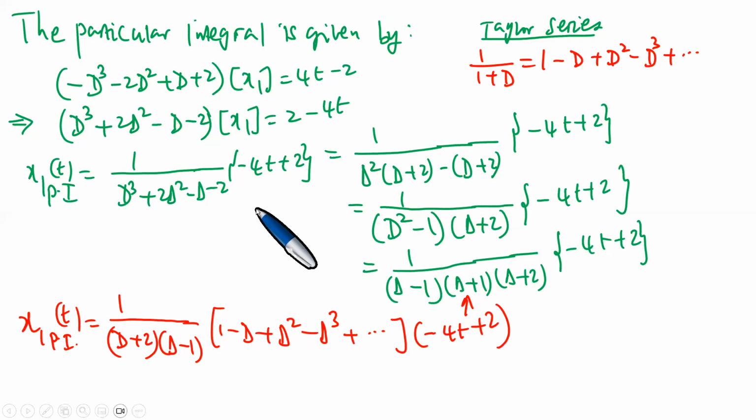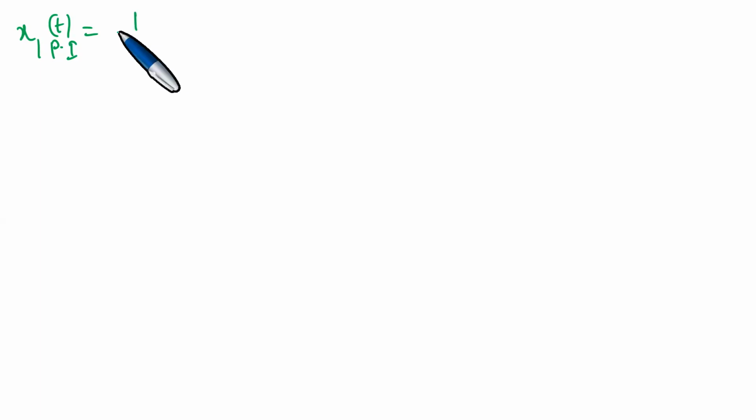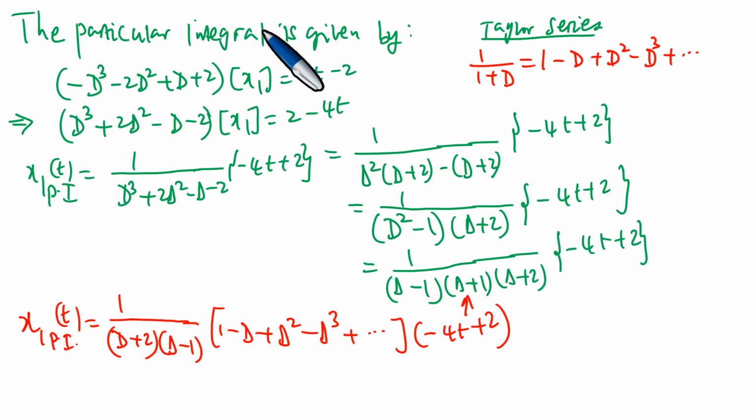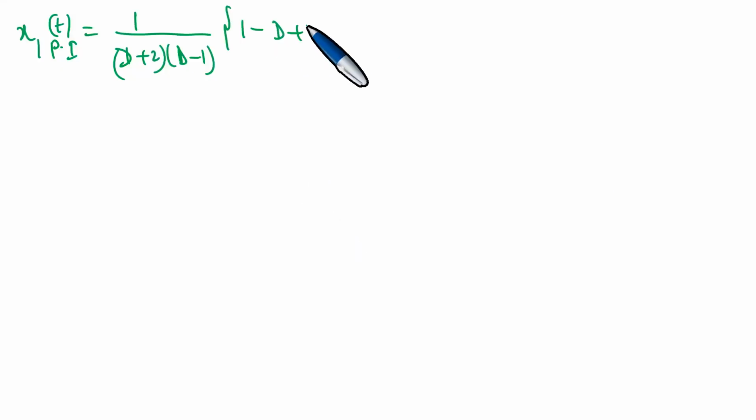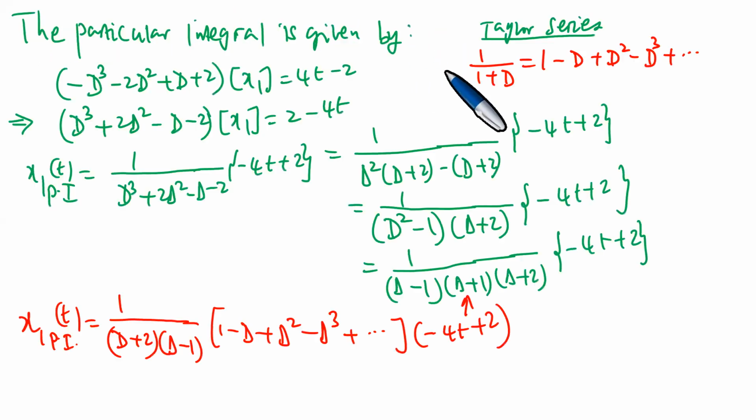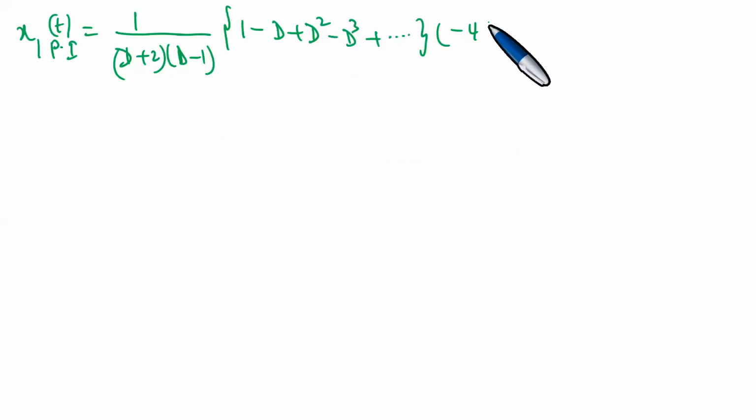particular integral, a function of t, which is 1 over d plus 2, d minus 1, into 1 minus d plus d squared minus d cubed plus dot dot dot into minus 4t plus 2.